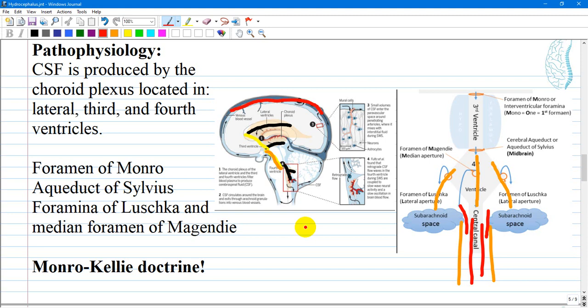According to this doctrine, the total volume of the brain, cerebrospinal fluid, and blood within the skull is constant, and an increase in one of the compartments must accompany a decrease in volume in another compartment. Otherwise, the pressure within the head will be increased, as happens in hydrocephalus. Increased intracranial pressure results in transependymal extravasation of cerebrospinal fluid into the brain tissue, causing brain damage and pressure-induced atrophy if it is a long-time process.